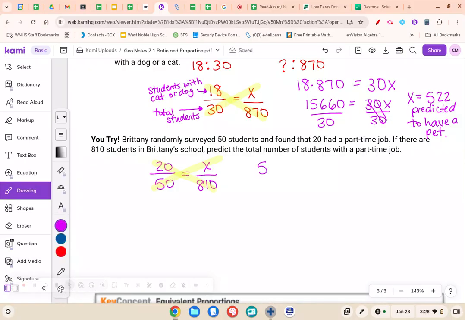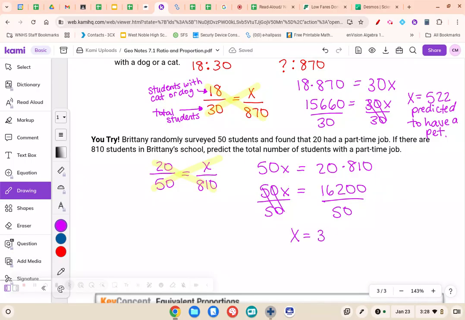So I cross multiply, I end up with 50x is equal to 20 times 810. So 50x is equal to 16,200. We divide by 50, and x is equal to 324. This is the amount of students predicted to have a job.